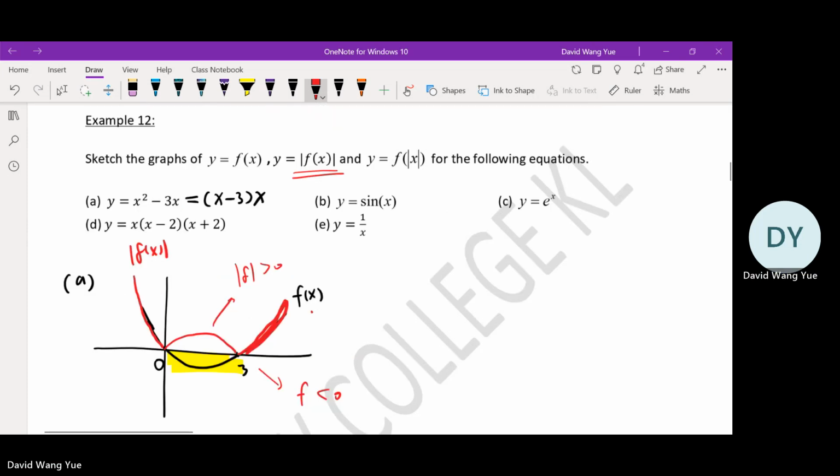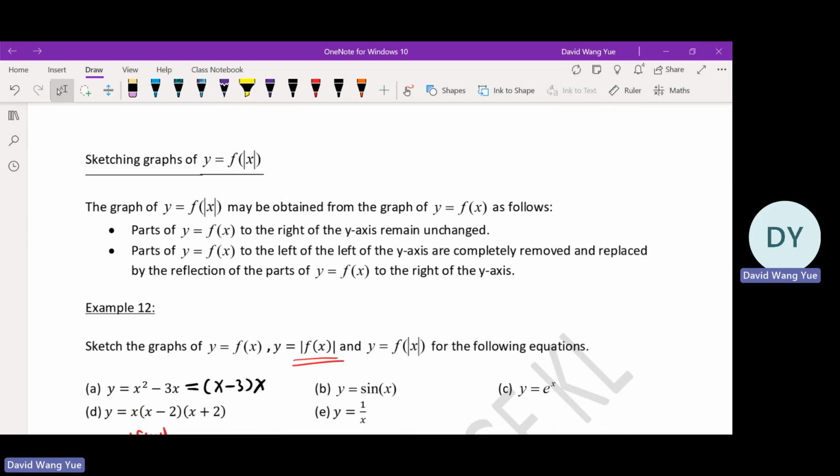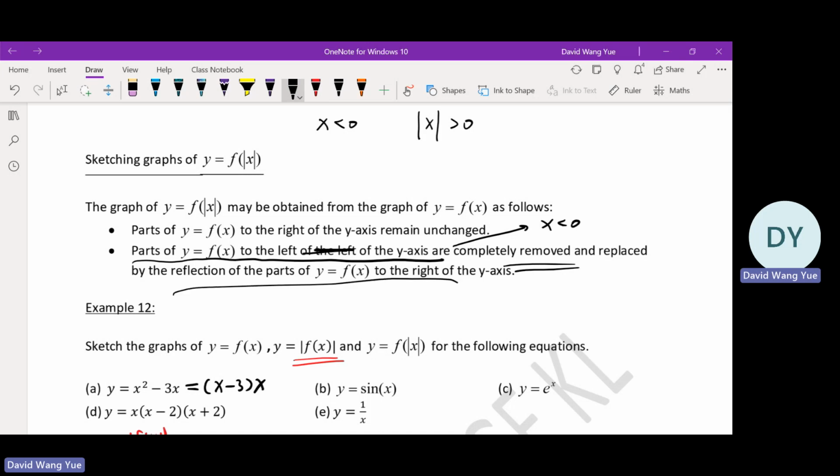Okay, now how about f of absolute value of x? For this one, whenever x is negative, after you take absolute value, it will become positive. So for y equals f(x), the part to the left of the y-axis, that means the part where x used to be less than 0, is completely removed, and then replaced by the reflection of the parts of f(x) to the right.